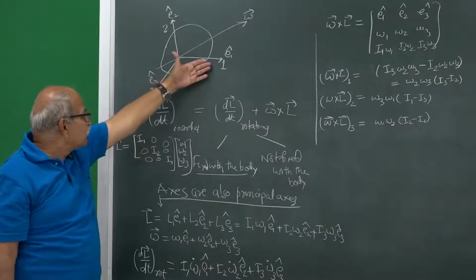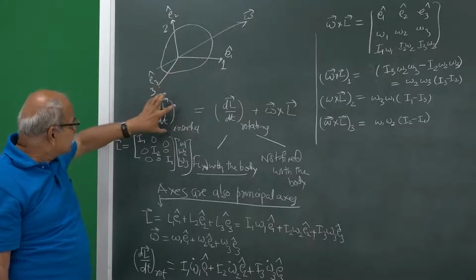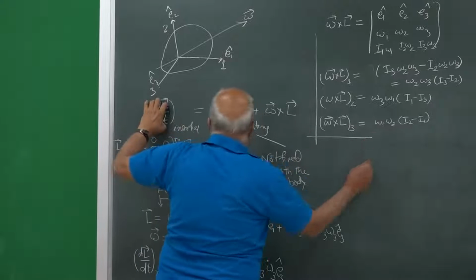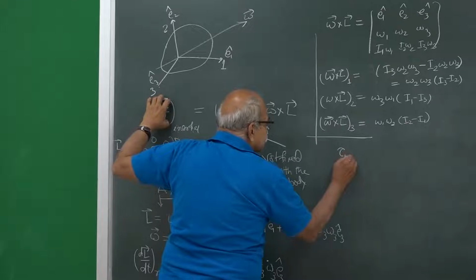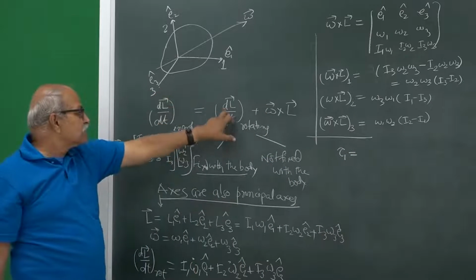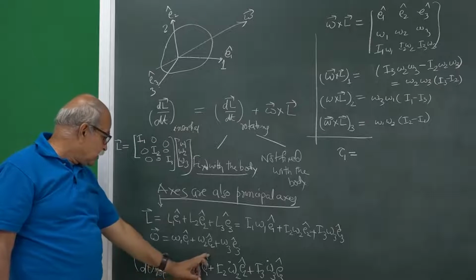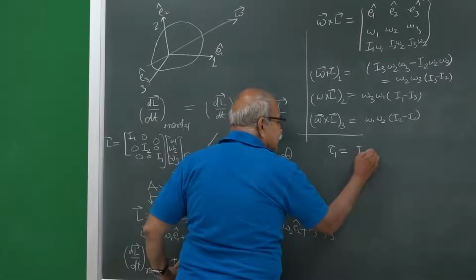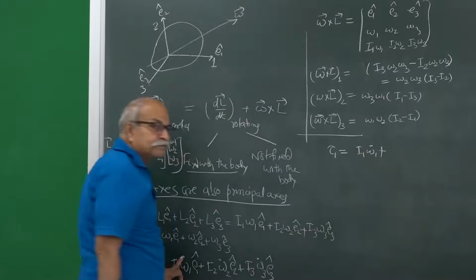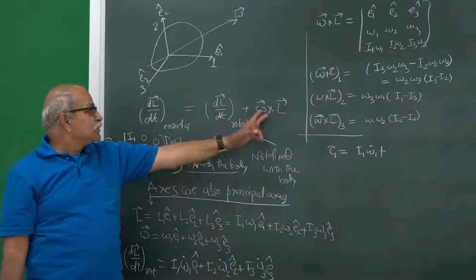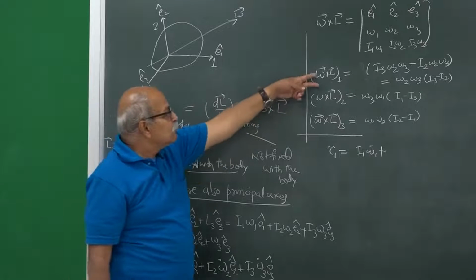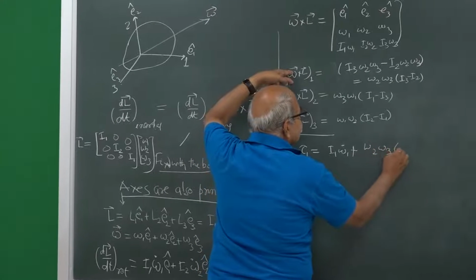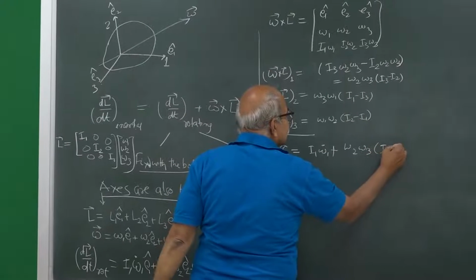So the one component in this direction will be tau 1, one component of the torque. So now we are writing this equation: one component of the torque is equal to one component of dL/dt plus omega cross L. One component of dL/dt is I1 omega 1 dot. So this is I1 omega 1 dot plus, right, one component of omega cross L, and one component of omega cross L is here. So it is plus omega 2 omega 3 and then I3 minus I2.